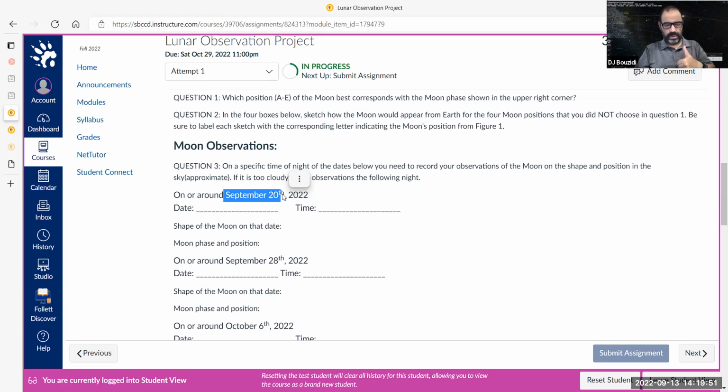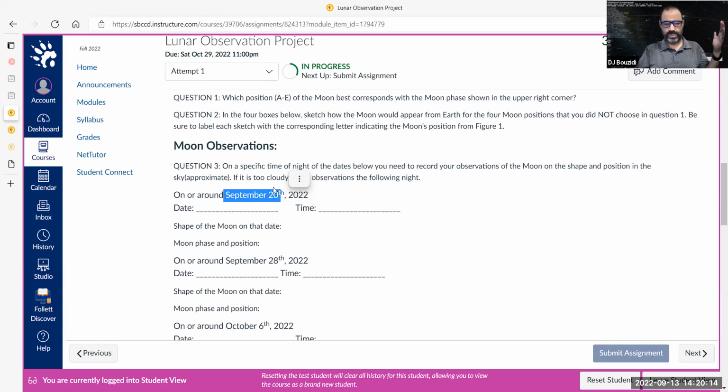Is it in the evening? Early evening? Is it late at night? Is it early in the morning? You're going to find it in the sky somewhere, one or the other. Is it after sunset? Is it before sunrise? That's basically what you're doing here. Or is it well after sunset, for example, 10 p.m.